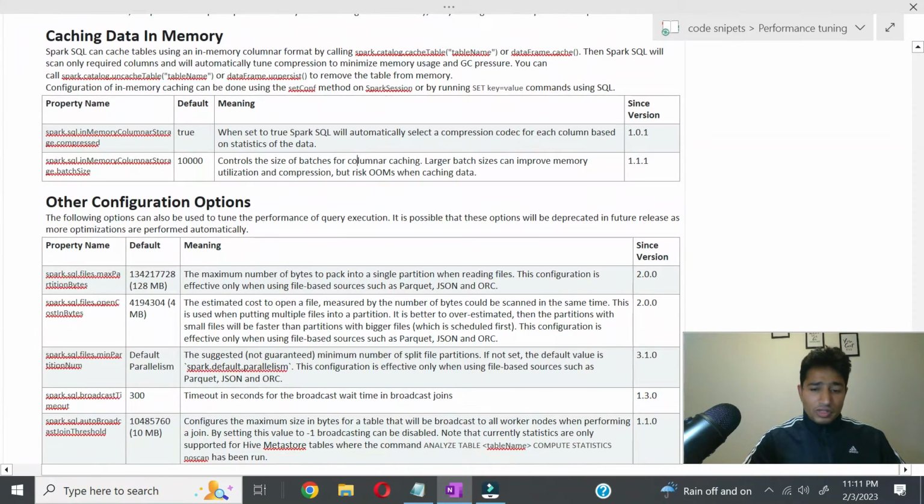I want to show you something which came into Spark 3.0. For example, this one, spark.sql.files.minPartitionNum. This was default parallelism. The suggested, not guaranteed, minimum number of split file partitions. If not set, the default value is spark.default.parallelism. This configuration is effective when using file based sources such as Parquet, JSON, and ORC.